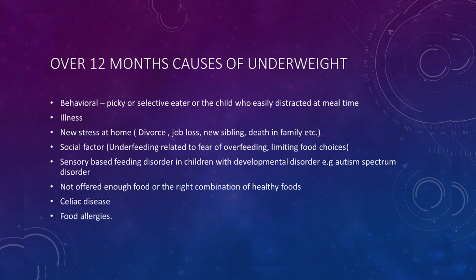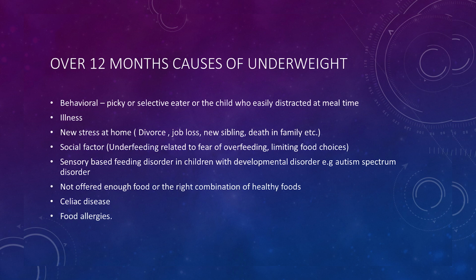Sometimes the mother may have a fear that overfeeding may affect her child, and the child may land up overweight. So limiting food choices. These are the social factors. Then a sensory-based feeding disorder in children with a developmental disorder, for example autism spectrum disorder. Then not offering enough food or the right combination of healthy food. We have already discussed this; not offering enough food or the right combination of healthy food causes undernutrition in this group of children.